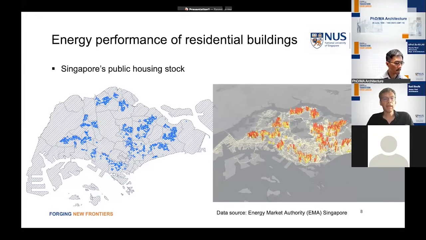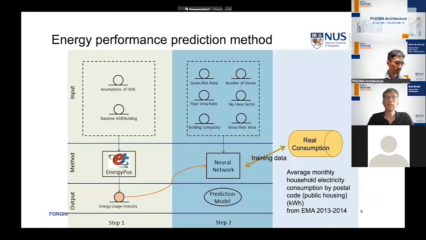And on the left-hand side, you can see a map of all the HDB housing estates in Singapore. So all the blue are estates. And on the right-hand side, you can see the energy use of these buildings. And this data comes from the Energy Market Authority. And so obviously not all these buildings were built at the same time. They are not all at the same height. There are other values that differ between them. So this kind of information Yezong used to predict the energy performance of housing.